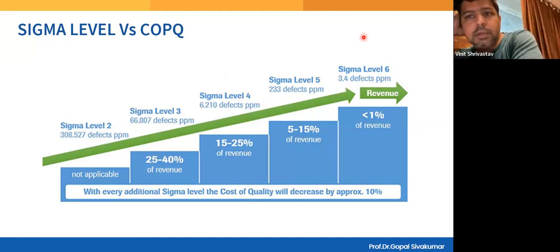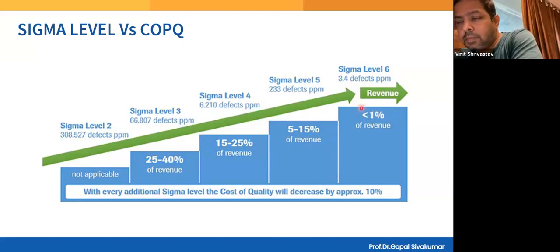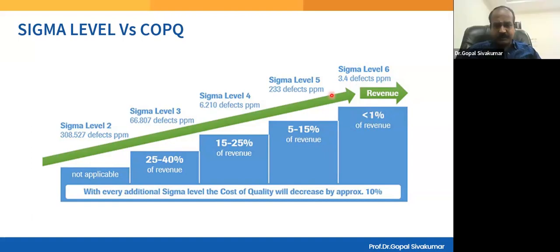Less than 1%. Now I will tell you, Sigma level 3 means your rejection rate is less than 1%. But here, less than 1% is written as 1% of the revenue, in comparison to the revenue. So here itself, Sigma level 3 means success rate is above 99%. Sigma level 6 means success rate is close to 100%.